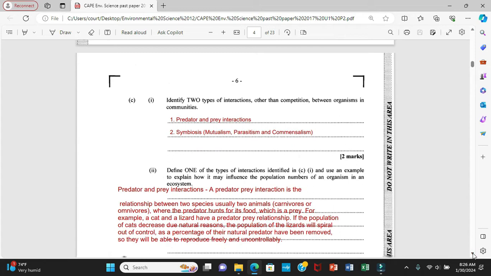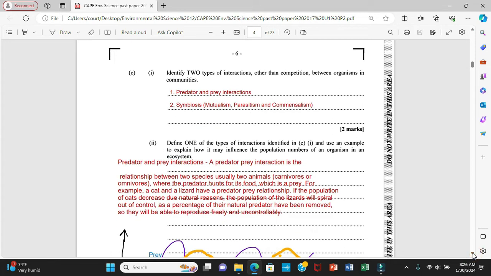Let's move to the next question. All right, 1C question, part 1 says identify two types of interaction other than competition between organisms in communities. Number 1, we have the predator-prey interaction, and number 2, we have symbiosis. Of course, there are different types of symbiosis: mutualism, parasitism, commensalism. All right, let's move to part 2 of the question.